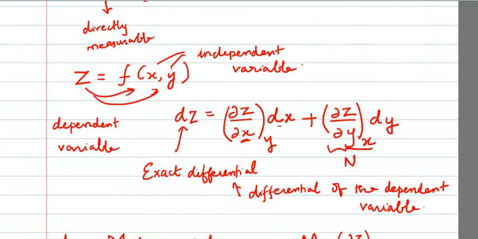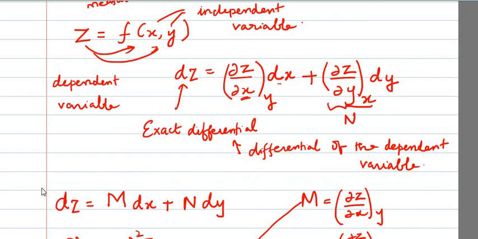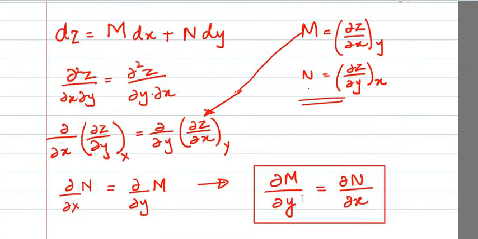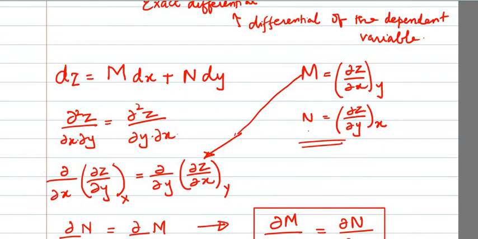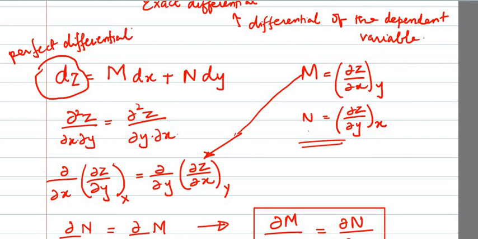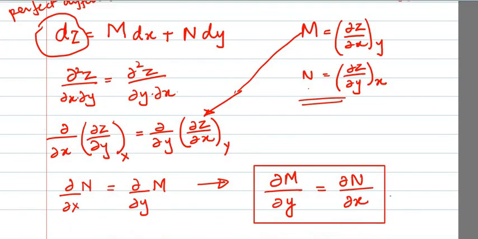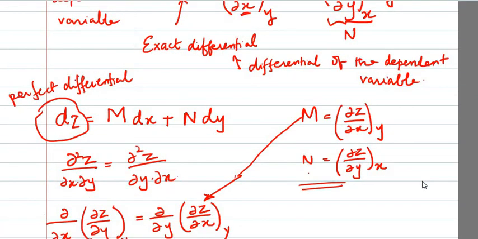So if z is a function of x and y, then the exact differential can be written as dou z by dou x at constant y into dx plus dou z by dou y at constant x into dy. This will be giving you finally dou m by dou y is equal to dou n by dou x. This dz is a perfect differential when this equation 1 is satisfied. So the dz is a perfect differential when the equation 1 is satisfied.